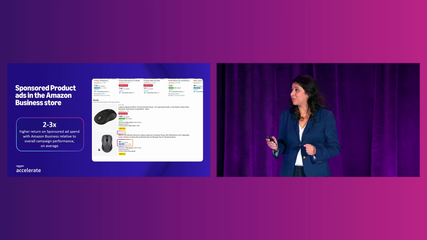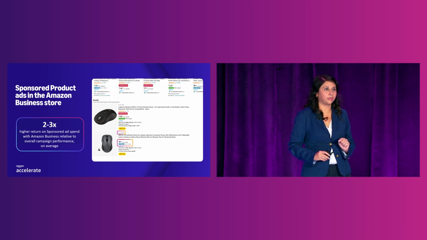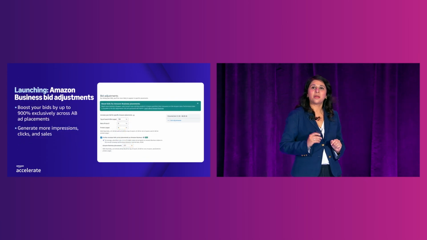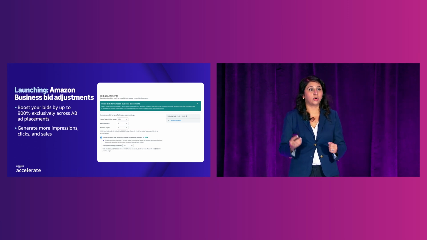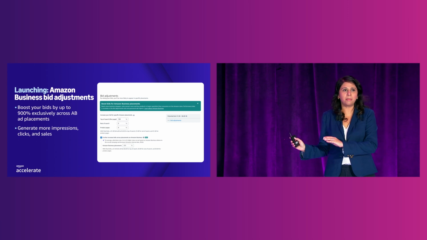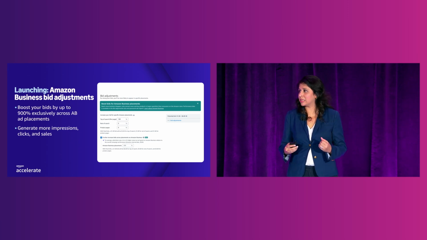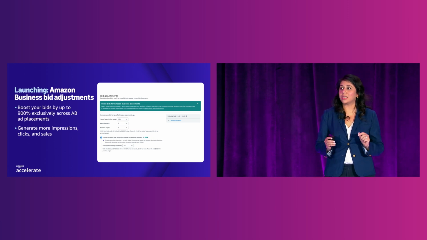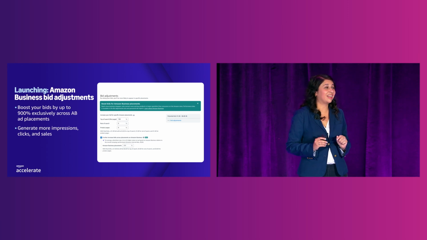But we've seen, on average, 2 to 3 times higher return on ad spend for business customers when compared to overall performance. So to target this high-value Amazon Business customer, we are launching Amazon Business Bid Adjustments. Right now, if you're using this tool, you might bid $1, and that would go towards B2B as well as B2C. But now you can adjust your bid just for B2B customers without impacting your B2C customer. So say, for example, you can boost your bid by 200% for Amazon Business. $1 would go towards B2C, but $3 would go towards B2B. And you can boost up to 900% for this valuable B2B customer. This will help you generate more impressions, clicks, and sales.